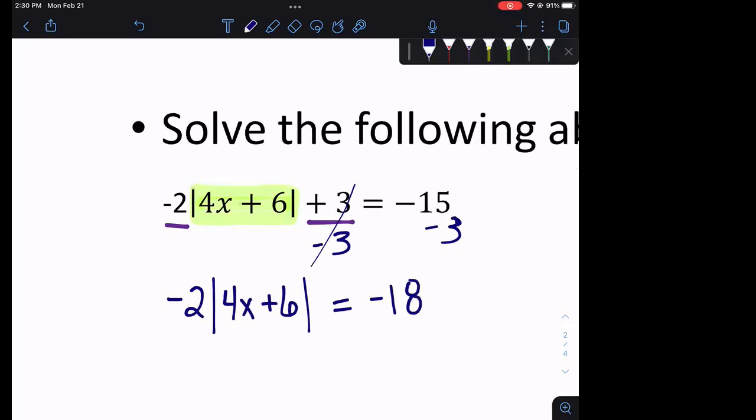So that's step number 1. We got to get rid of that 3. Step number 2, we want to get rid of the -2. And a lot of students see that -2 and they want to add 2, but that's actually not what's happening.